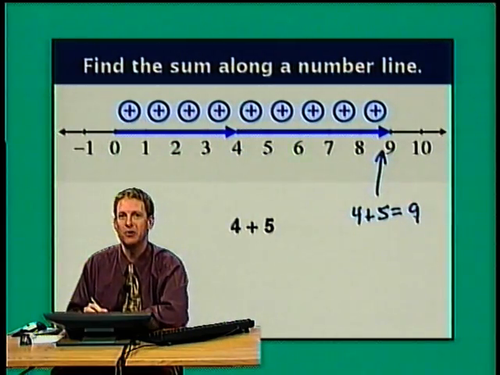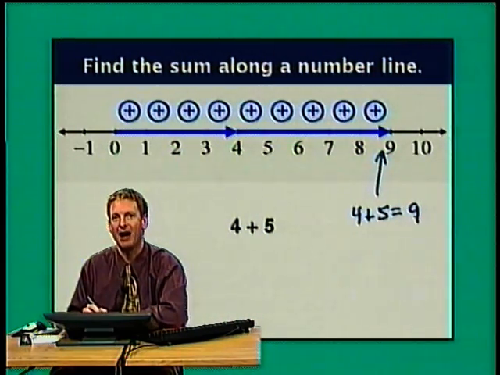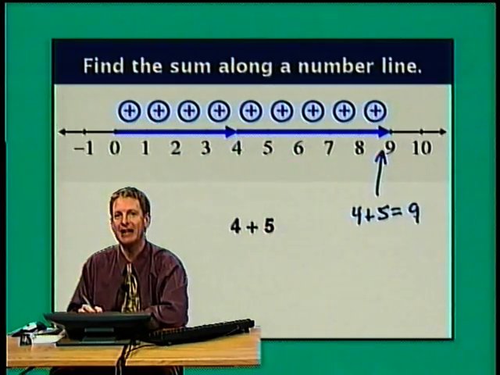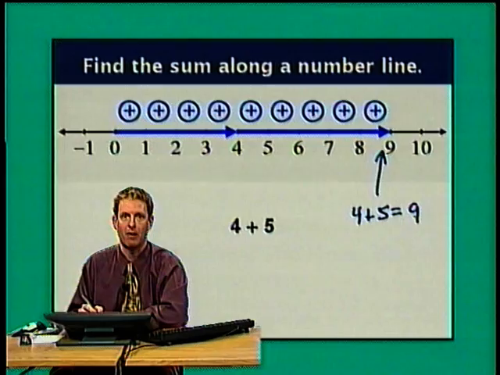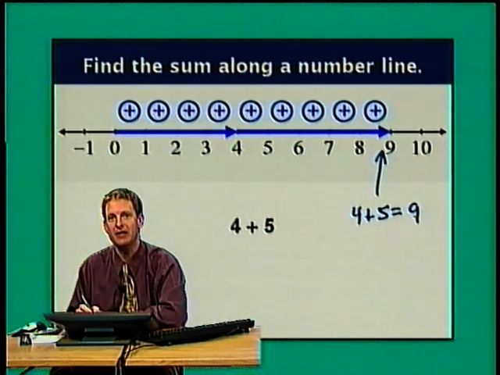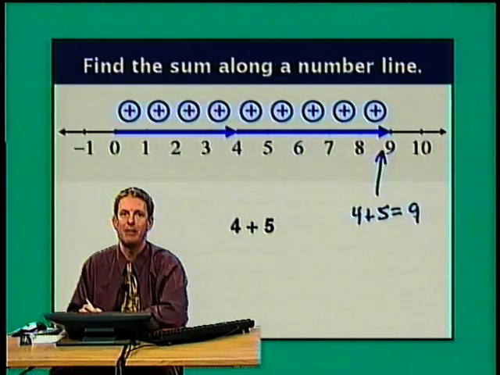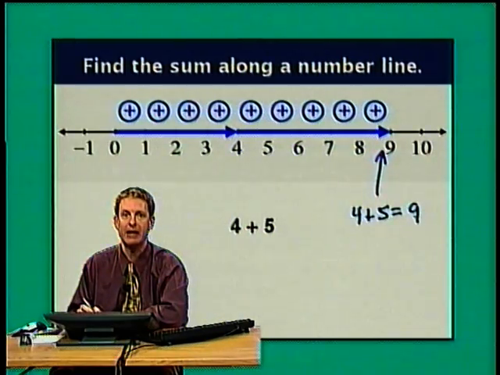Now I went ahead and threw some positive chips above the number line just to help you visualize the connection between the number line model and the signed chip model. Moving right 9 units is sort of like adding 9 positive chips to the counting area.